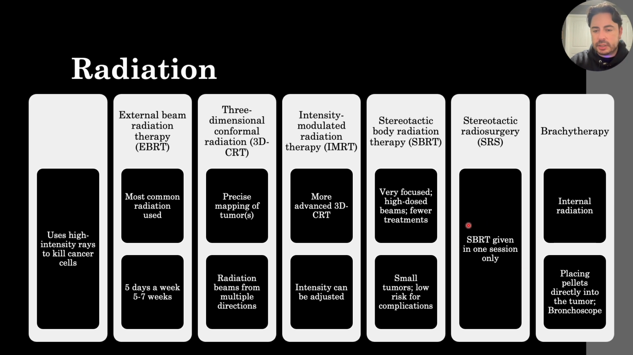When we look at the SRS, this is a conjunctive therapy with the SBRT that's done as only one session. When we look at brachytherapy, this is internal radiation, and we're actually having the patients have pellets placed directly into the tumor via a bronchoscope. So lots of different potentials and opportunities when it comes to radiation. I would definitely know and be able to differentiate the 6 different types of radiation here.